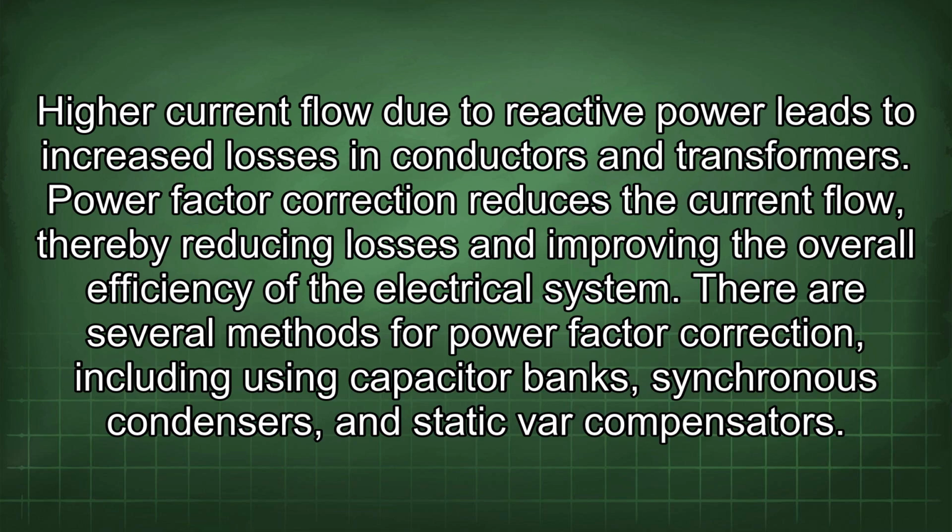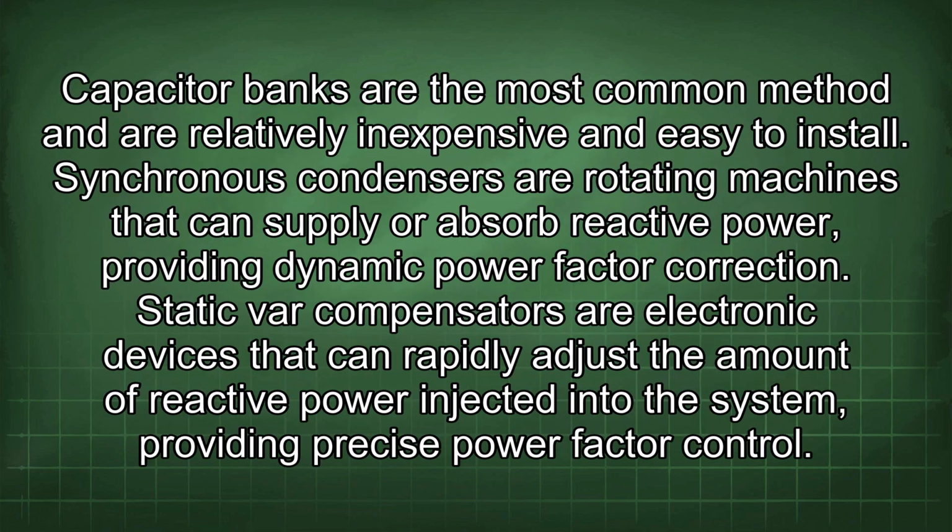There are several methods for power factor correction, including using capacitor banks, synchronous condensers, and static VAR compensators. Capacitor banks are the most common method and are relatively inexpensive and easy to install. Synchronous condensers are rotating machines that can supply or absorb reactive power, providing dynamic power factor correction.